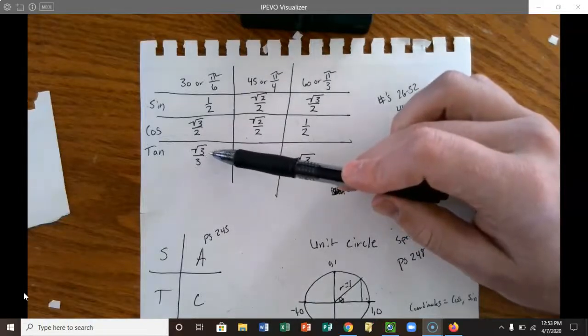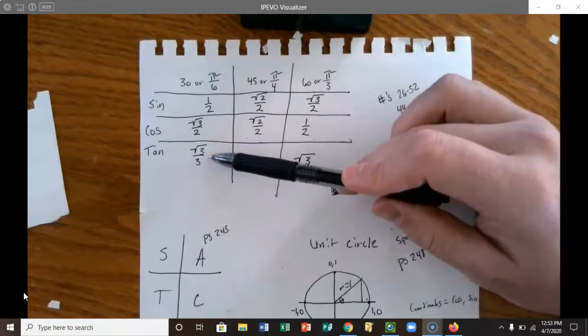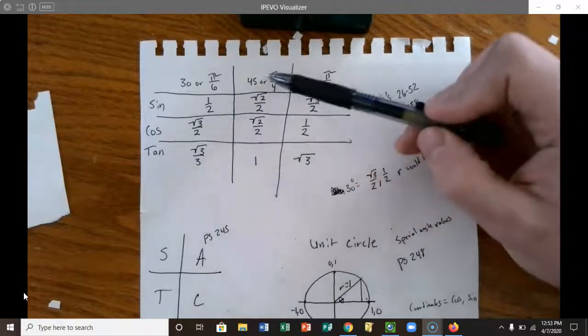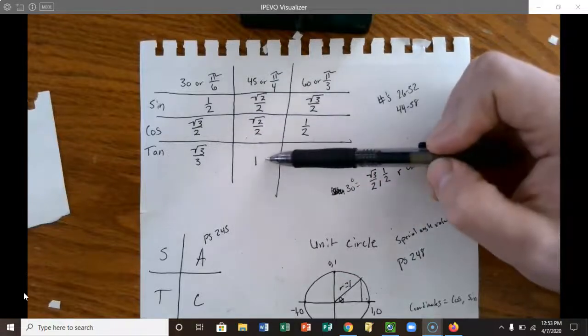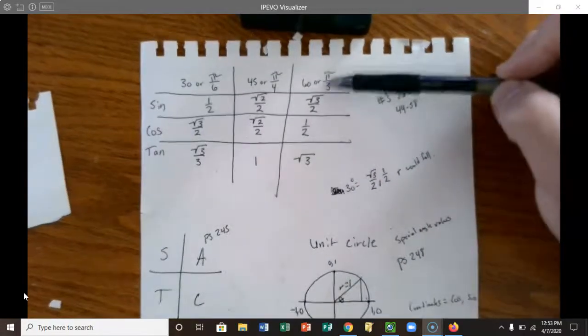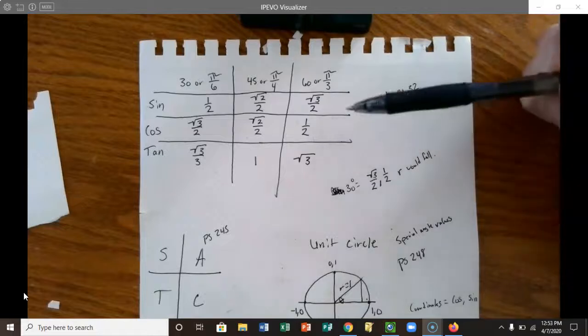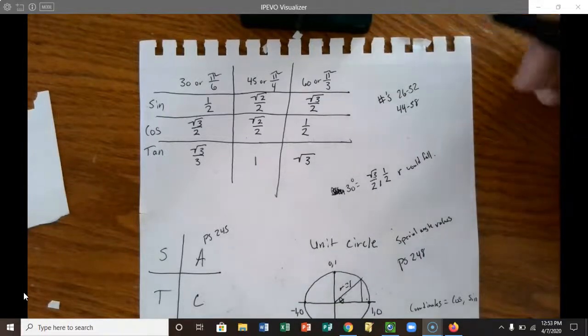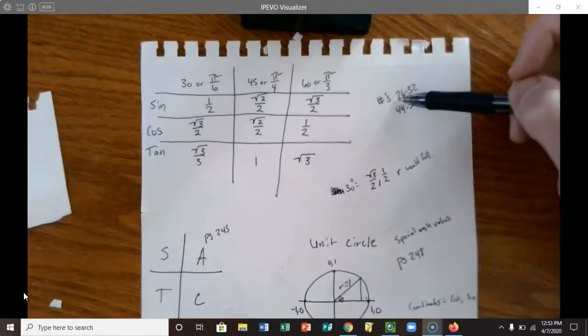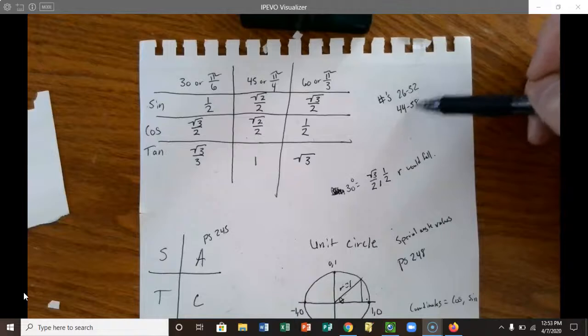Tangent of 30, or pi over 6, is the square root of 3 over 3. Tangent of 45, or pi over 4, is always 1. And tangent of 60, or pi over 3, is always the square root of 3. This information will be helpful on numbers 26 through 32, 44 through 58.